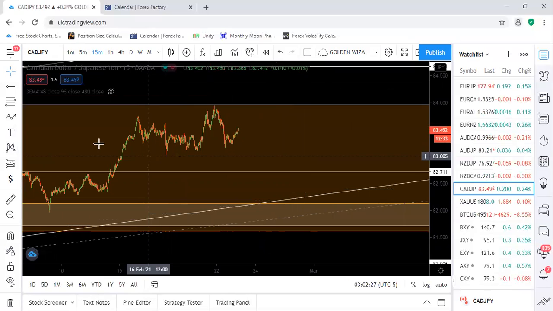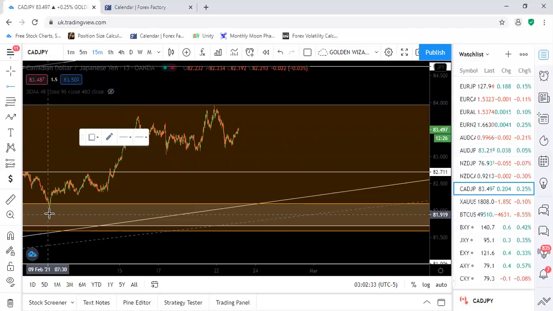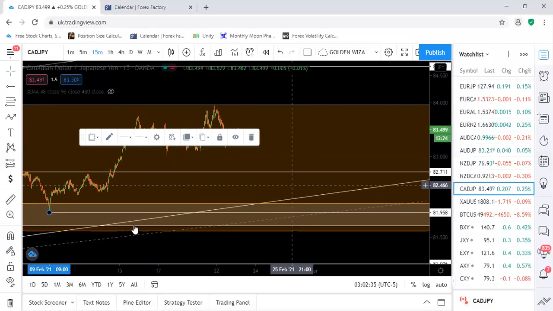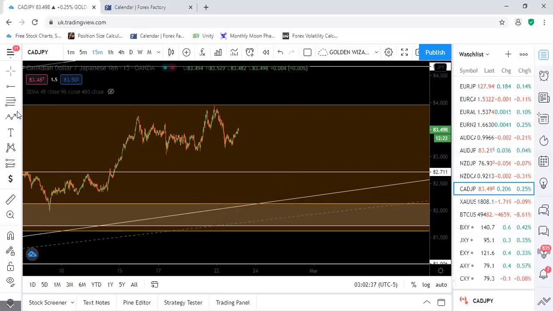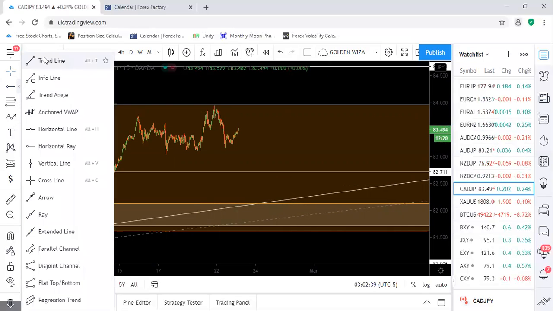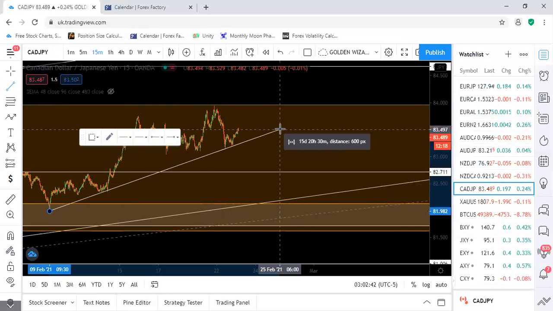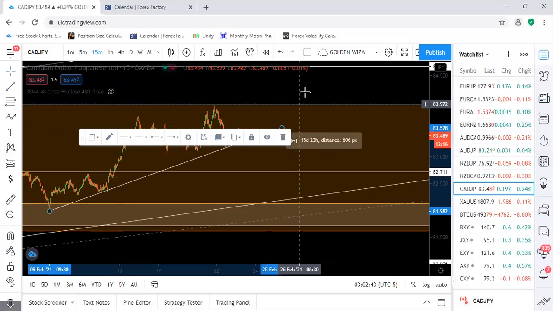But it is encouraging to see at least the structure does suggest a possibility of CAD weakness on a short-term basis. So I'm going to keep an eye out for that during New York. And it's kind of what I'm looking at.